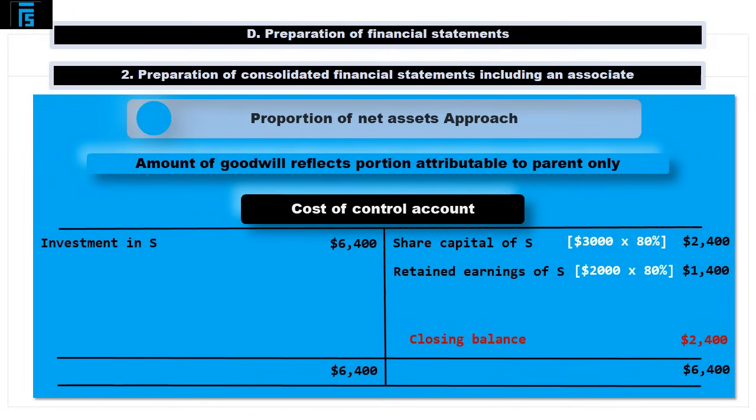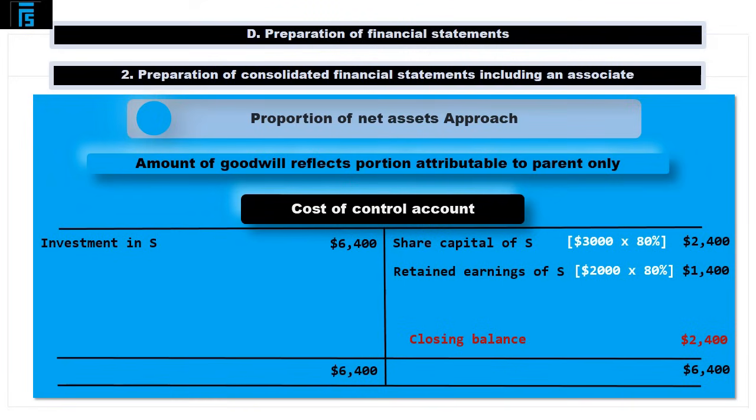Under the proportion of net assets approach, the amount of goodwill recognized reflects the portion that is attributable to the parent entity only. Utilizing the cost of control account, this is achieved by transferring to its debit side the 6,400 of investment in S, and subsequently recording on the credit side of the account just 80% of the share capital and retained earnings of the subsidiary as at the date of acquisition, where 80% naturally corresponds to the portion of S's share capital that is owned by P. Accordingly, share capital is adjusted downwards by 80% of 3,000 or 2,400, whereas retained earnings are reduced by 80% of 2,000 or 1,600, with both amounts being simultaneously recorded on the credit side of the cost of control account.